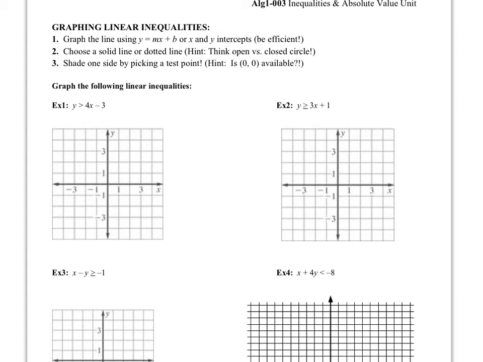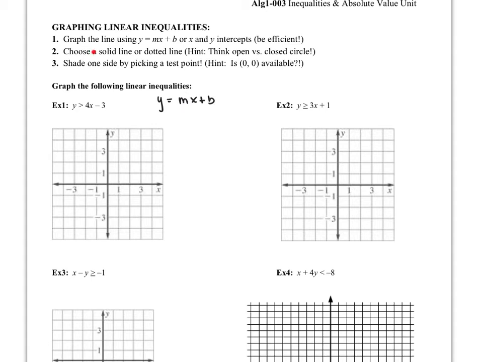So the first thing we're going to do is, given whatever the inequality is, we're going to graph it as if it were an equation with an equal sign, and we're either going to use slope-intercept form or x and y intercepts, and we want to be efficient. So on example 1, since it's already in slope-intercept form, I'm going to graph this as if it were the equation y = mx + b. I'm going to get my points on the graph.